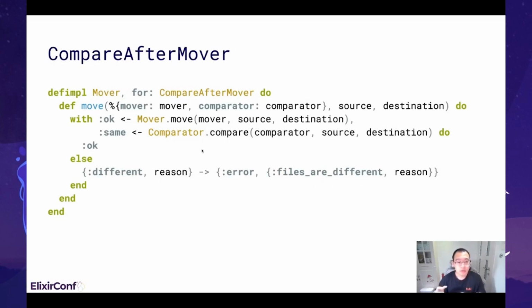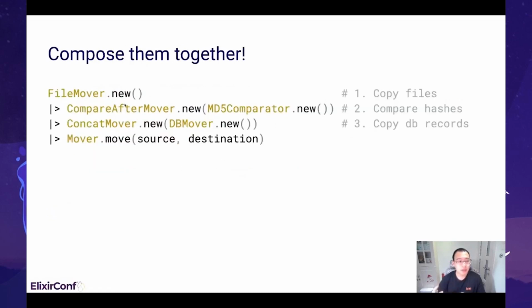So now you see an example of how to implement this mover role for CompareAfterMover. And we can do the same for our other implementations like file mover and the DB mover. So I'm not gonna show all these details here. And now we can compose. So let's suppose we have all these movers already, and now we can compose them together to solve our problem.